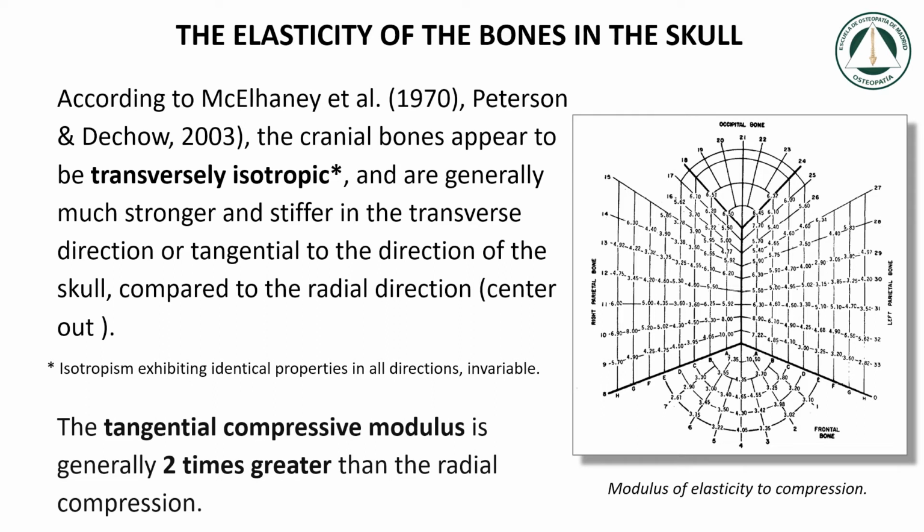The figure shows the modulus of elasticity to compression. Below, the frontal bone; laterally, the parietal; above, the occipital. The sagittal, occipitomastoid and coronal sutures are shown in plain lines.